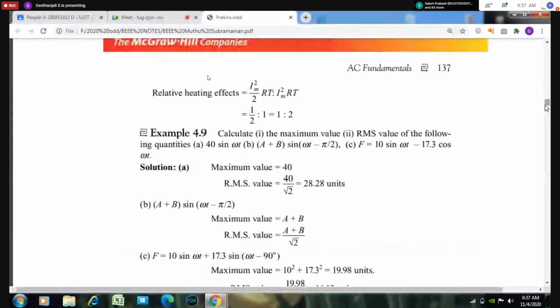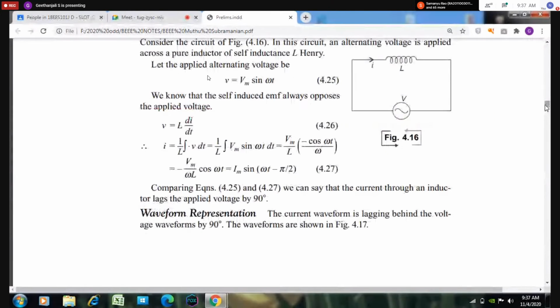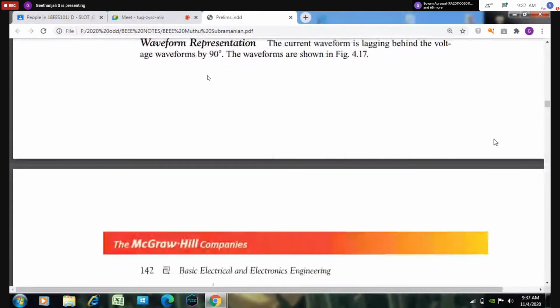Don't think that I'm teaching only basics. This is the basis for the pure R circuit, RL circuit, and RLC circuit. You should know these individually, and only then can you analyze the RL circuit, RC circuit, and then the RLC circuit. So the current waveform is lagging behind the voltage waveform by 90 degrees. Waveforms are shown in the figure.